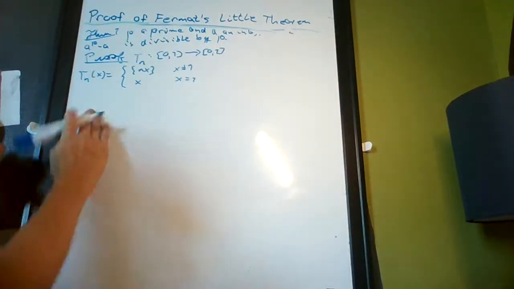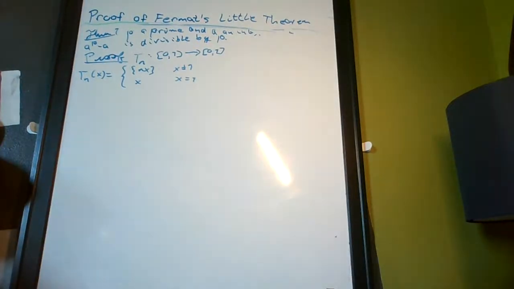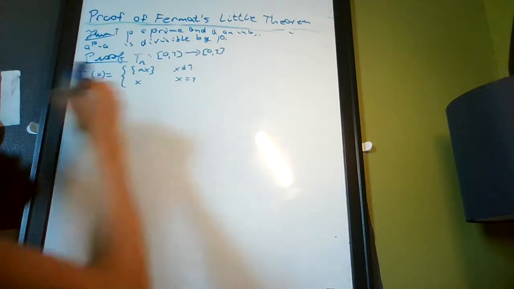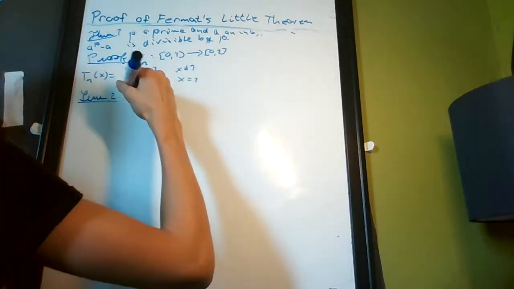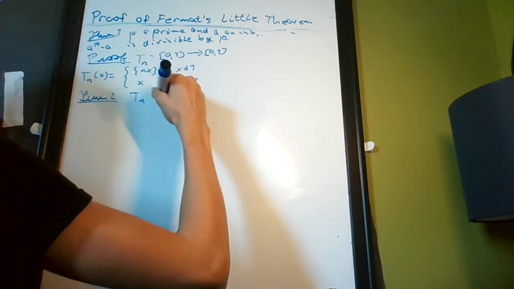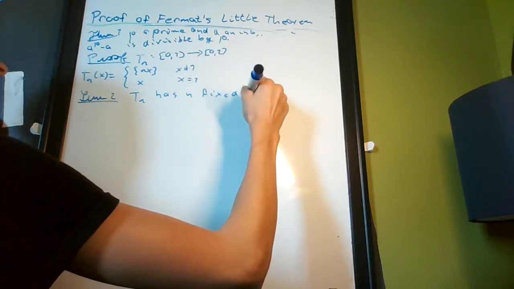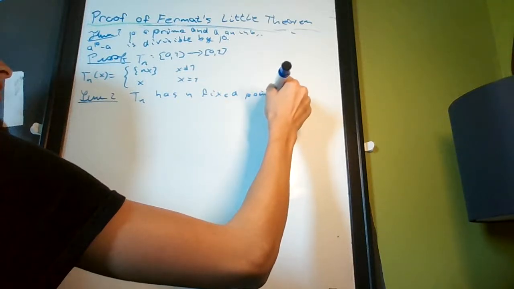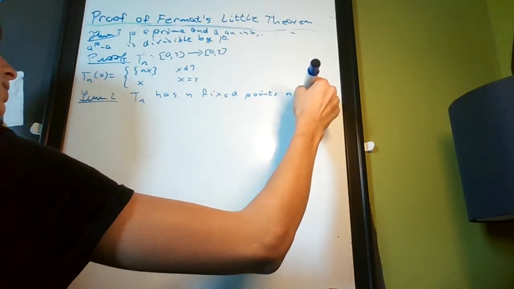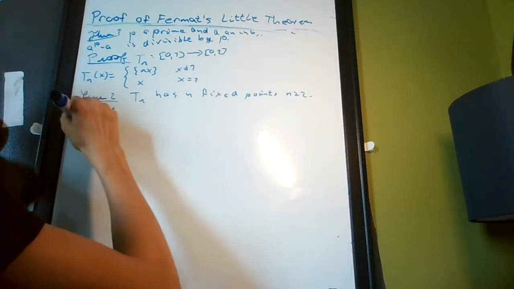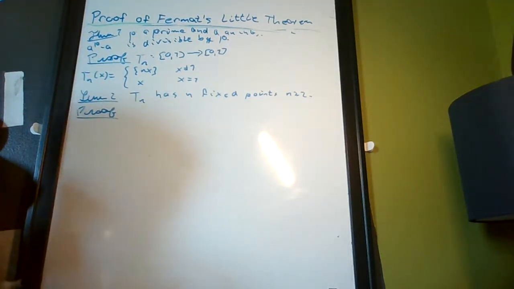Okay, so now let's prove a very important lemma, which states that Tn has n fixed points for n greater than or equal to 2. And proof of this? A fixed point is where Tn brings some number to itself. So Tn of x equals x.